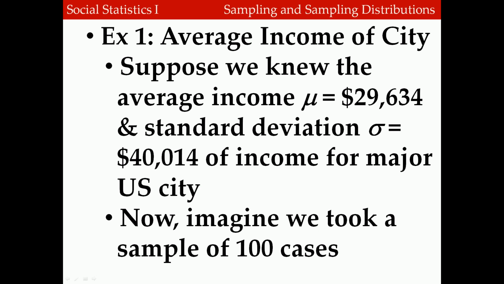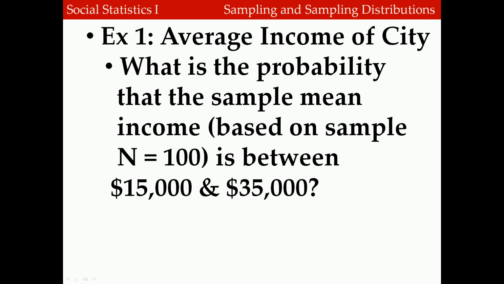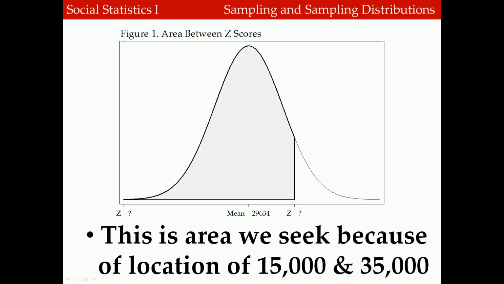So imagine that we took a sample of 100 cases. Let's say that we wanted to know the probability that the sample mean income based on that sample of 100 cases is between 15,000 and 35,000. How would we do it? Well, first of all, we should start with a diagram. And so this diagram basically shows the distribution of our sample means, centered around the value of the true population mean, 29,634. So what we have to do is we have to take 15 and 35 and turn them into z-scores, and we have to figure out what area under the standard normal distribution corresponds to those z-scores.